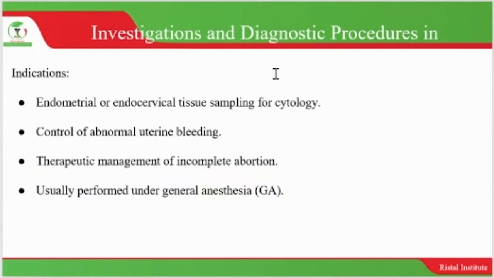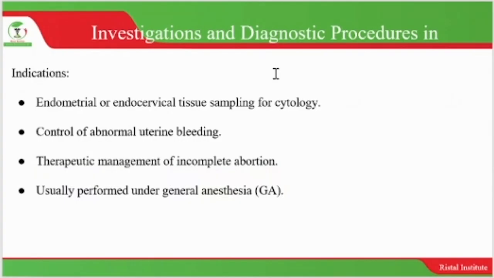Indications. This one is indicated in endometrial or endocervical tissue sampling for cytology. For instance, if a sample is required for cytology, then the endometrium will be scraped to make sure that the sample is obtained for the investigations. Then control of abnormal uterine bleeding. If there's abnormal uterine bleeding that could be related to bleeding from the walls of the uterus, call it the endometrium, then it can also be done.